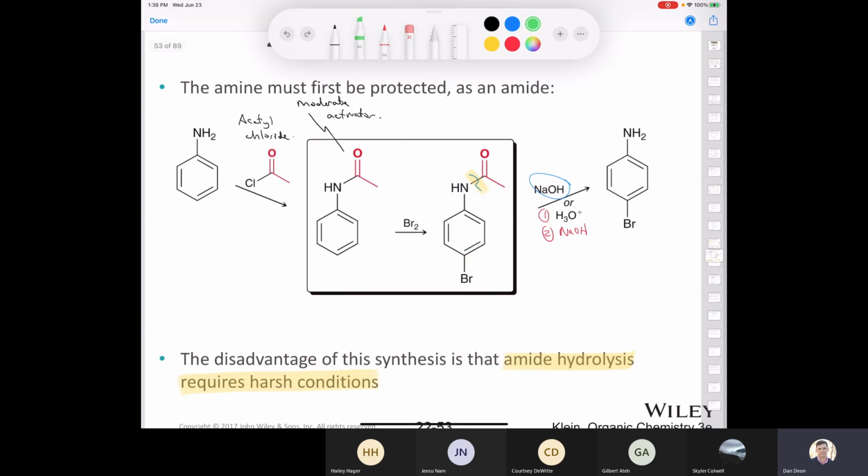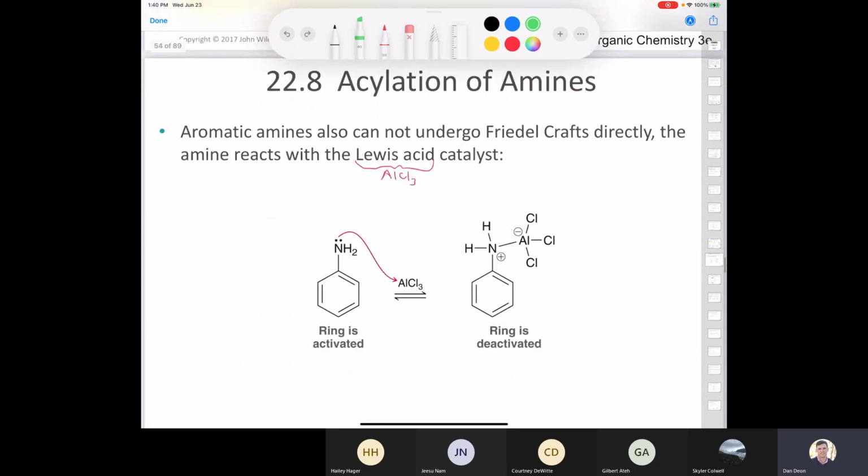And then we can just rip that acyl group off. We just use hydrolysis. You can either treat it with sodium hydroxide, or you could treat it with aqueous acid followed by sodium hydroxide. So kind of cool. The only disadvantage of this synthesis, of course, and we discussed this at length in the carboxylic acids chapter, is that hydrolysis of an amide is just a pokey reaction. It's just slow, okay? It requires harsh conditions, and there's no way around that.